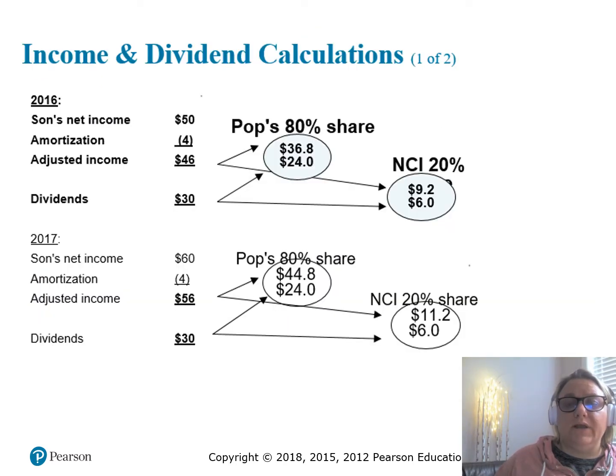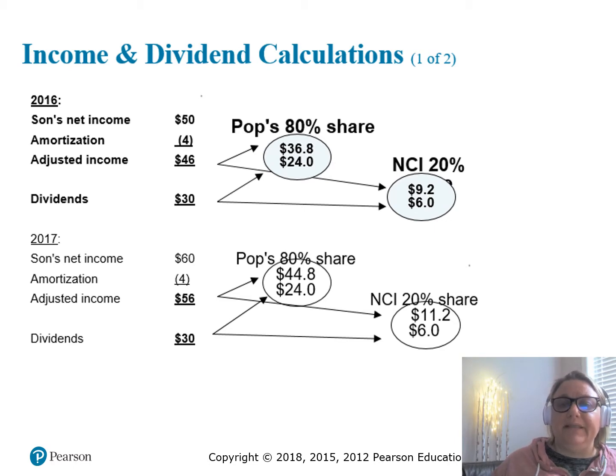Okay, so what we're coming up on right now is the most important slide that we're going to do in this entire presentation. And that is how we break out the differences between the dividends and income, between POP and the non-controlling interest. So remember that in previous classes, previous lecture in chapter 3, we didn't have to worry about this. We were doing 100%, okay?